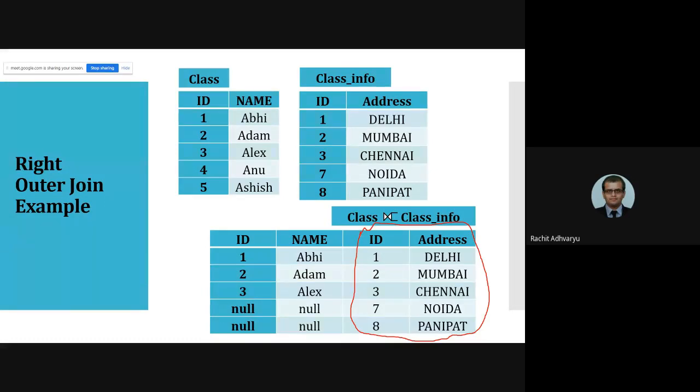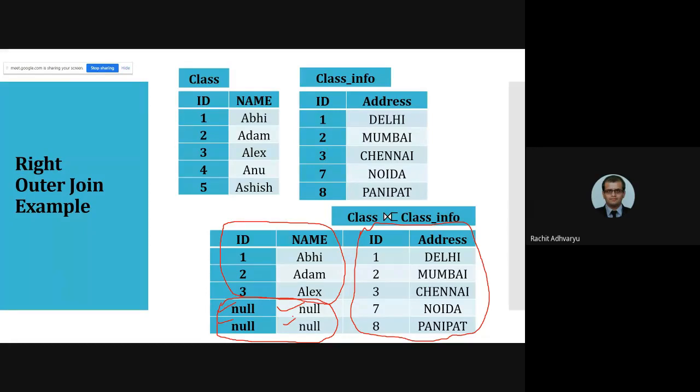Right? Now, all the relevant data of the left table will also be displayed. So 1, 2, 3 is matching, so 1, 2, 3 data has been shown. But wherever there is a mismatch, what has it shown? The null. Right? So 7 and 8 is not available in the class table, but it has 4, 5. So it is a mismatch, and for a mismatch, we are going to display null. So that is what this right outer join will be.